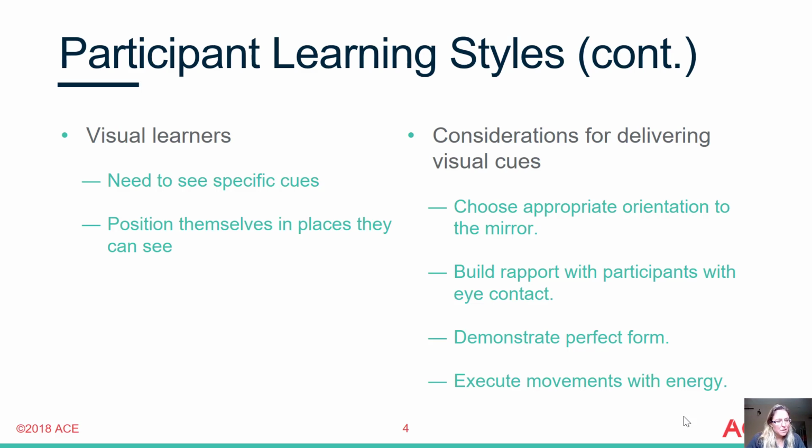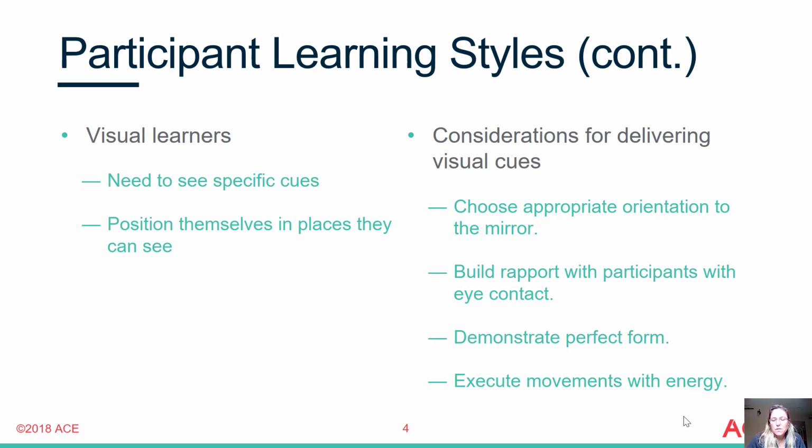The visual learners, those are the people that need to see the specific cues. So we need to incorporate more body language and those types of cues for these particular individuals. This could also be people who are hearing impaired, or maybe those people who speak a different language than we do. They're going to rely on the visual cue signs that we might give them to be able to perform the exercise. So they need to position themselves in places where they can see the instructor.